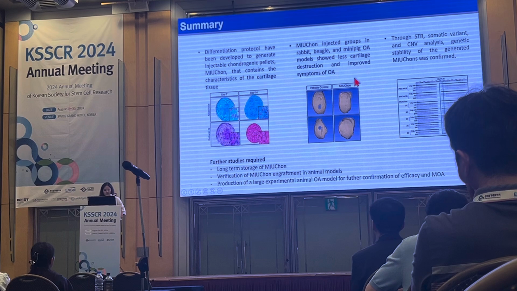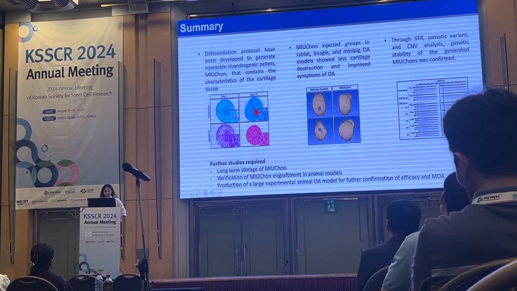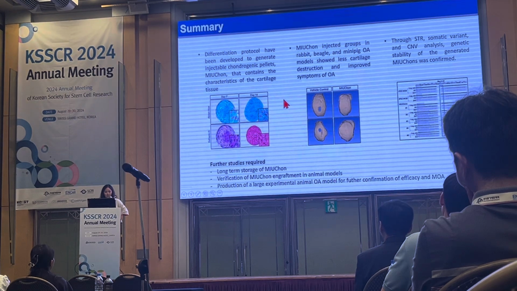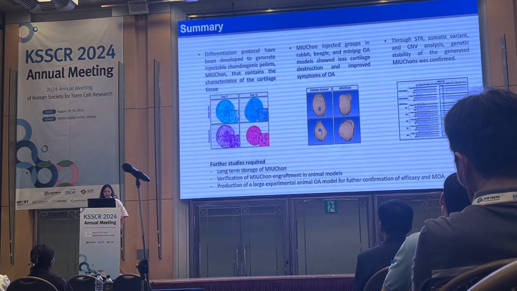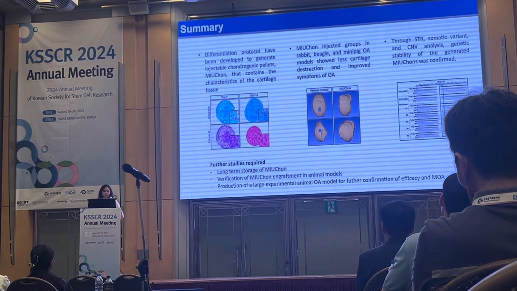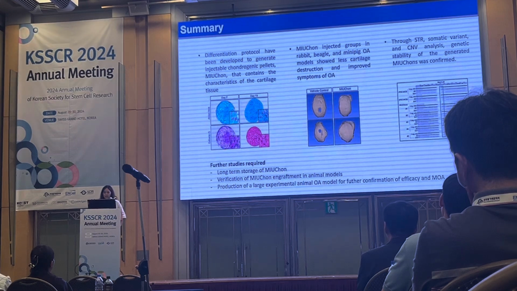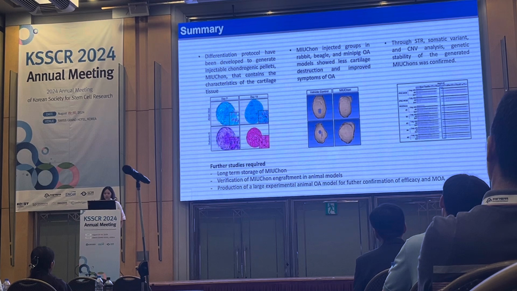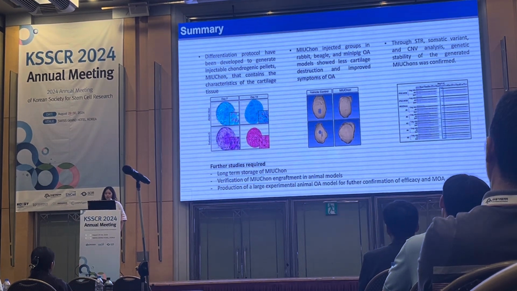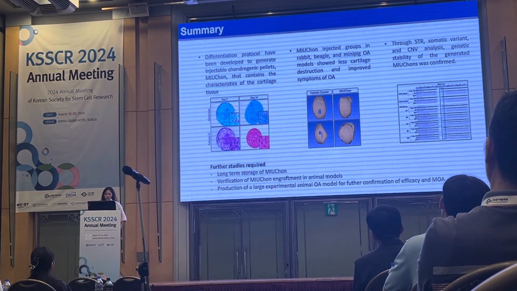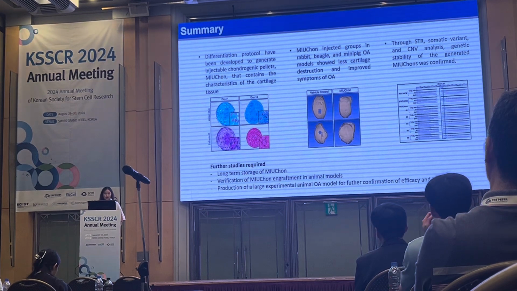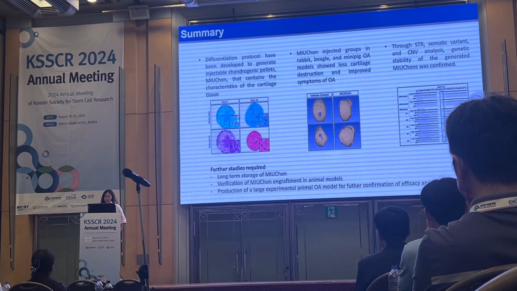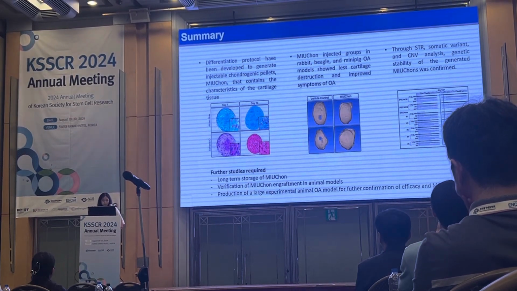So in summary, we developed a protocol to generate injectable chondrogenic pellets called MUCON. And in these MUCONs, we confirmed the cartilage-like characteristics. And when we delivered them by intra-articular injections in various animal models, we confirmed less cartilage destruction and improved symptoms of OA in the animals. Also, genetic stability was confirmed in generated MUCONs as well.